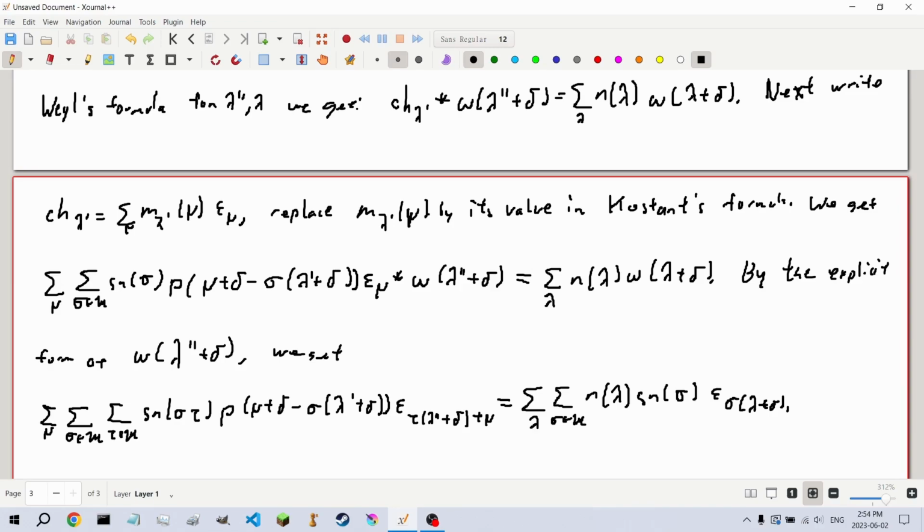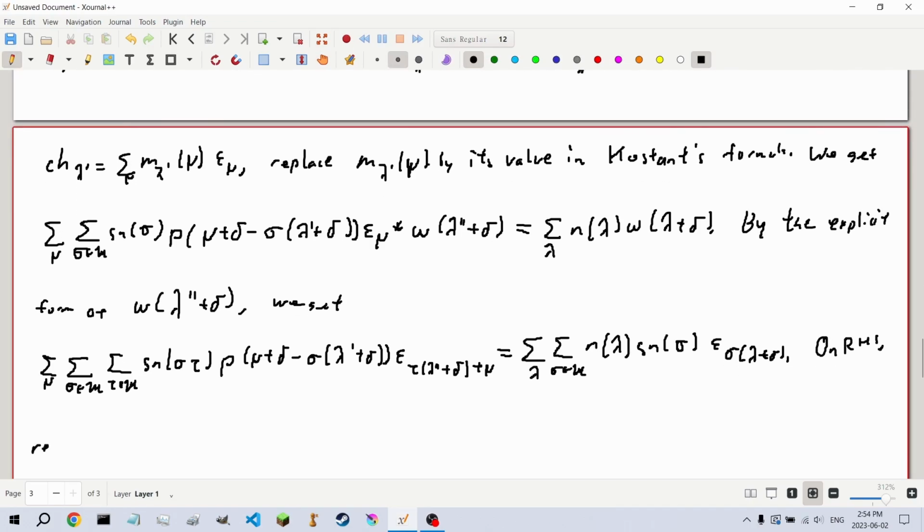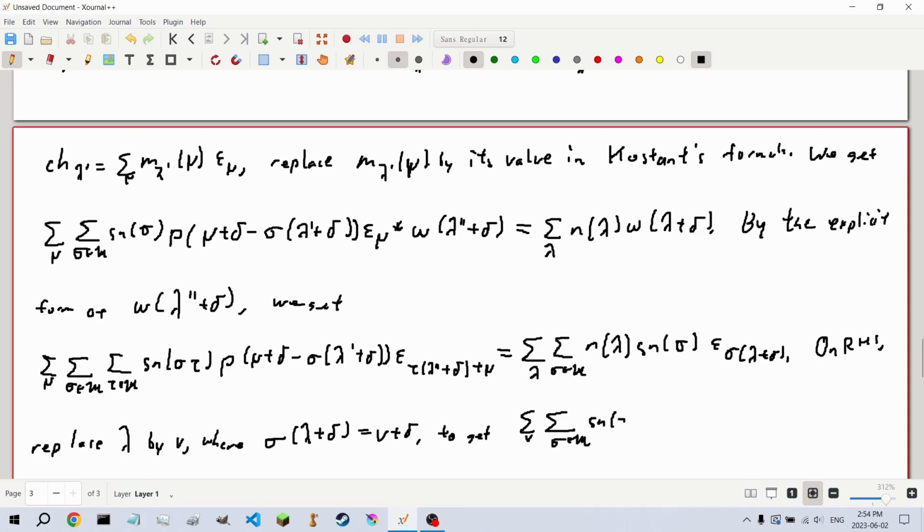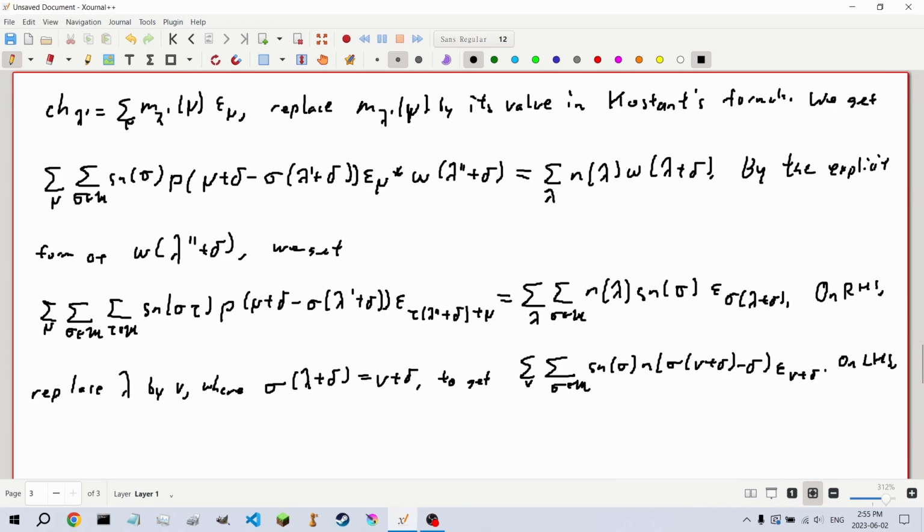Now to compare these sides, we need to do a change of variables. So on the right hand side, we want to replace lambda by nu, where sigma of lambda plus delta is nu plus delta, to get the sum over nu, the sum over sigma in the Weyl group, of the sign of sigma times n of sigma of nu plus delta minus delta times epsilon of nu plus delta.